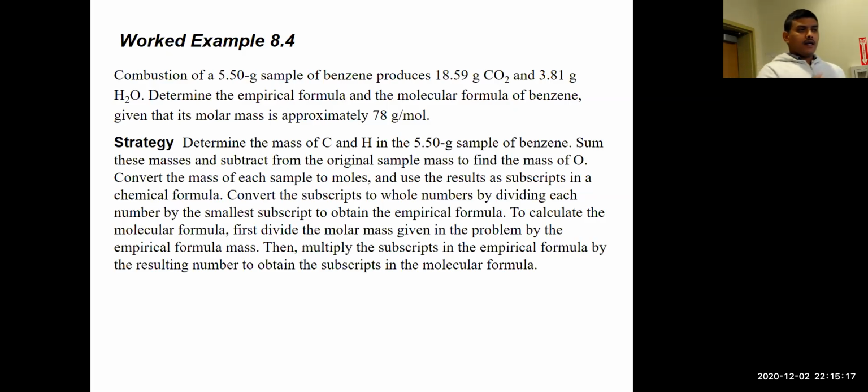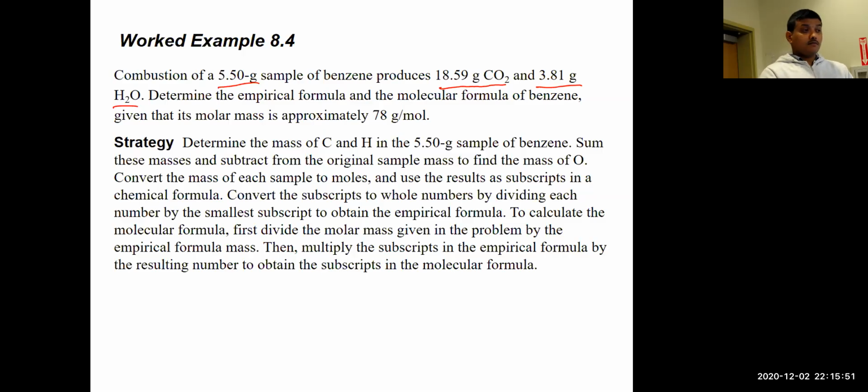All right, and I want you to try this problem on your own. You just saw me going through the problem, and it is a very similar problem. I want you to try it on your own. The problem is saying there is a 5.5 grams sample of benzene, and it produces 18.59 grams of CO2 and 3.81 grams of H2O. So determine the empirical formula and the molecular formula of benzene, given that its molar mass is approximately 78 grams per mole.